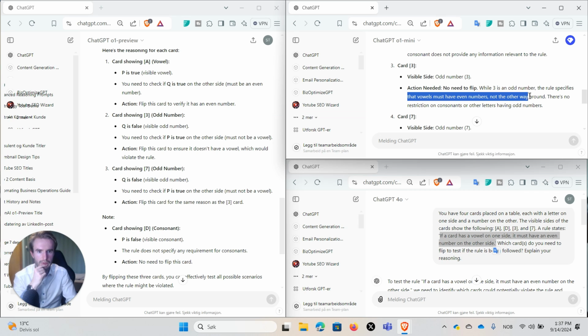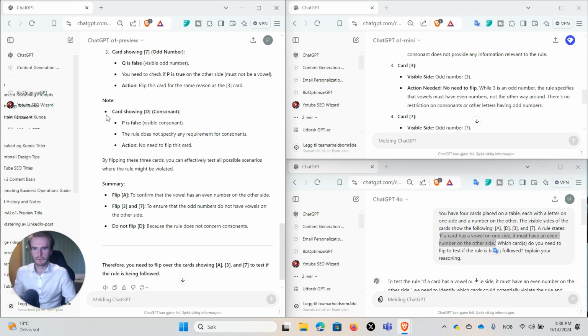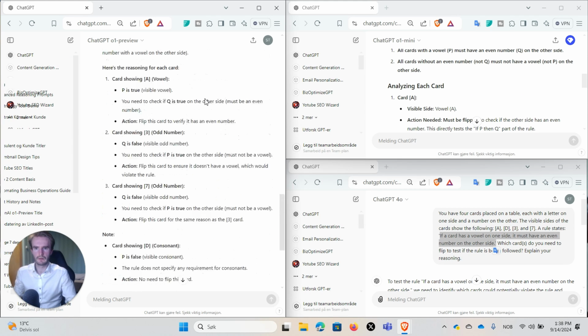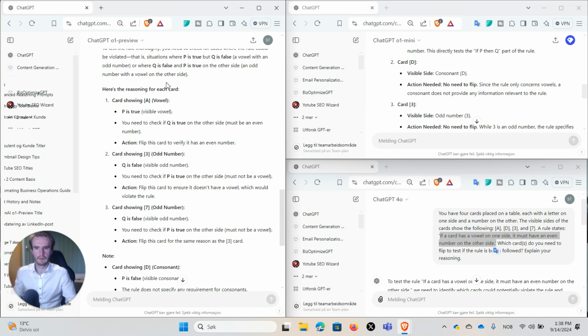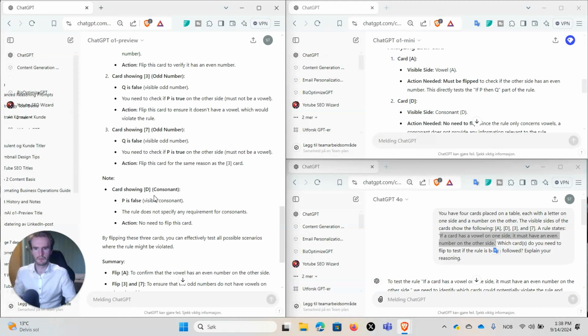The rule says the vowels must have even numbers, not the other way around. There's no restriction on consonants or other letters having odd numbers. Very specific. Okay, let's move on. So it says that the card showing D is a consonant. It also takes a different order of analyzing as well. The rule does not specify any requirement for consonants.